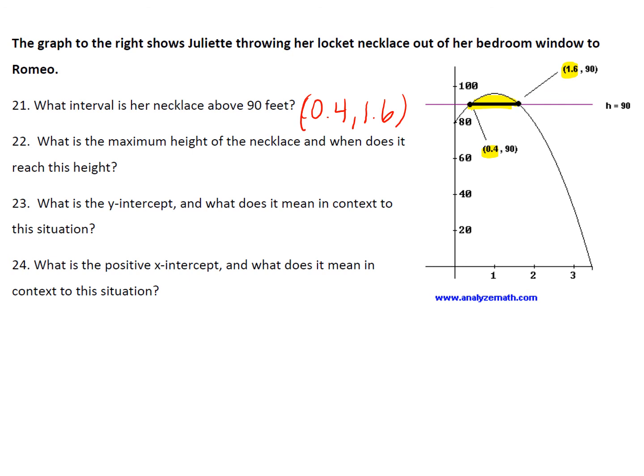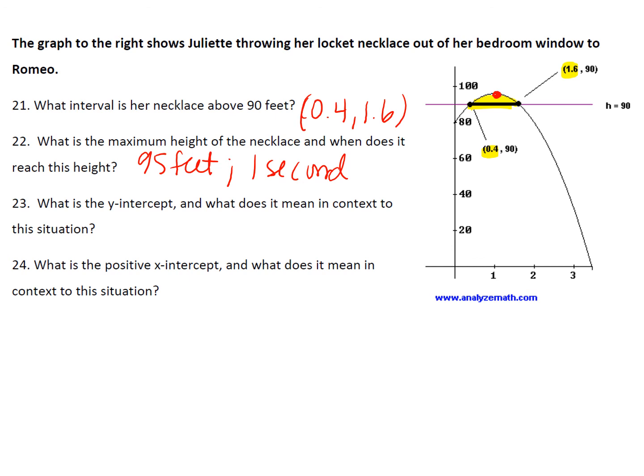Number 22, what is the maximum height of the necklace and when does it reach this height? For this one, it's going to be that tip-top spot right here, that vertex, our maximum. And again, I just had to estimate. I said that it looks close to maybe after 1 second, and I estimated that to be 95 feet. So the maximum height was 95 feet, and that happened after 1 second. Again, if yours is slightly different, that is 100% okay. We're just having to do an estimate.